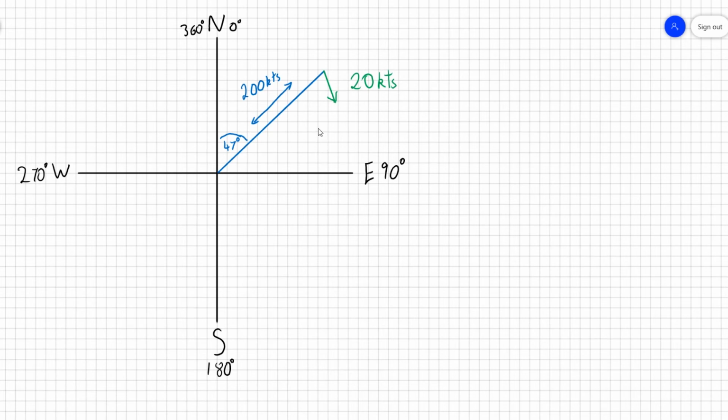So in this example we're looking at the addition of some vectors. To start off with, we have an aircraft travelling at 200 knots with a heading of 47 degrees from true north. Okay, the wind, so a second vector or a second force being applied to our aircraft, is the wind blowing from 330 degrees with a speed of 20 knots.